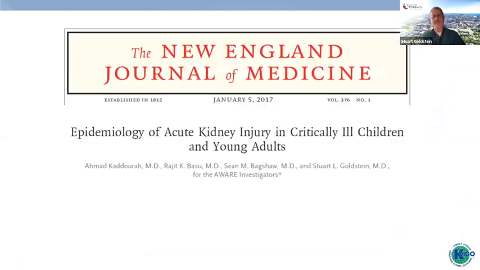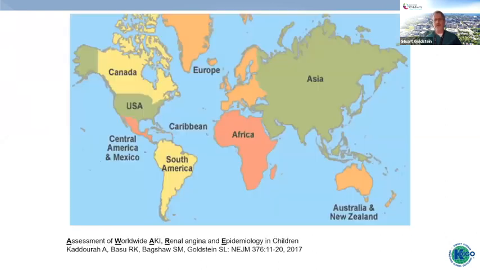In 2017, we published the AWARE study in the New England Journal of Medicine, assessing the association between stage 2 and stage 3 AKI in children and 28-day mortality. We chose stage 2 and stage 3 AKI because in previous pediatric studies, stage 1 or RIFLE R were not associated with poor outcomes, but stage 2 and 3 or RIFLE I and F were.